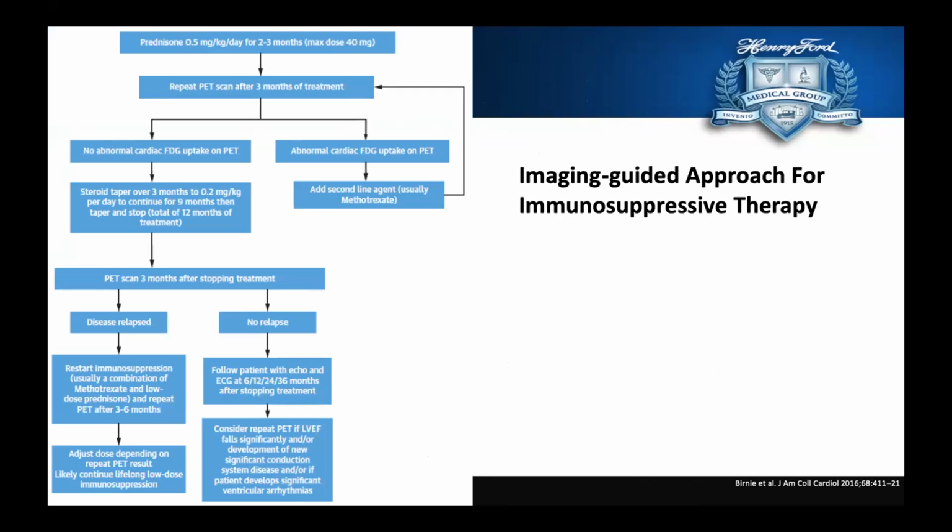Now, this is an image-guided approach for immunosuppressive therapy because, as I mentioned, there's limited data on timing of dosage de-escalation and overall duration of steroid therapy. There's a decision treatment algorithm that has been proposed and is often used in clinical practice. As I mentioned, if you start at the top, you're starting your prednisone, repeating your PET scan perhaps after 3 months of treatment, and seeing if there is abnormal FDG uptake at that time. If there is, then you're adding another agent, or if there's not, then perhaps you're tapering and then following up in 3 to 6 months to see what the disease process is like.